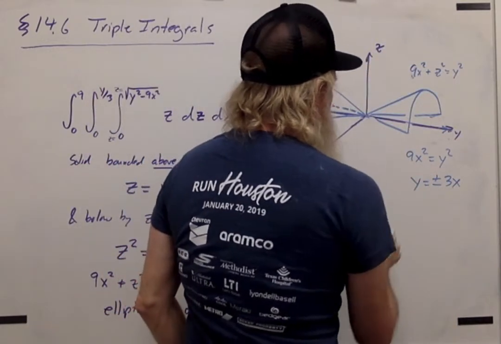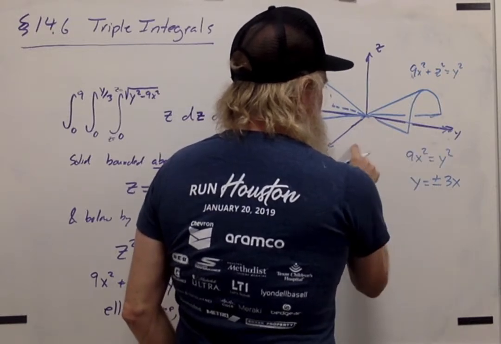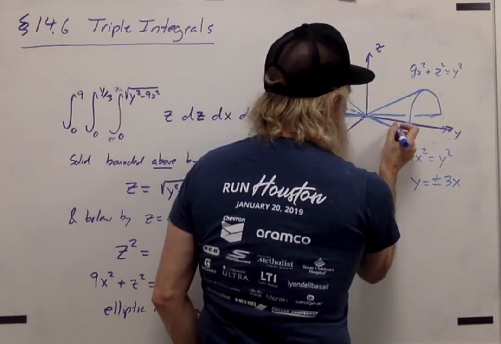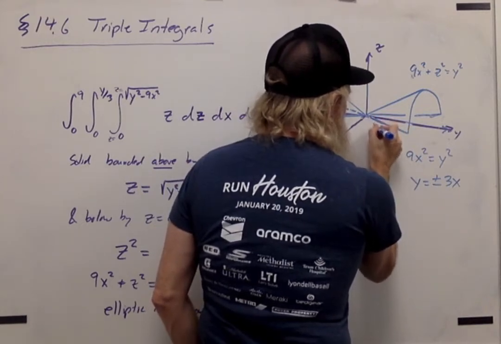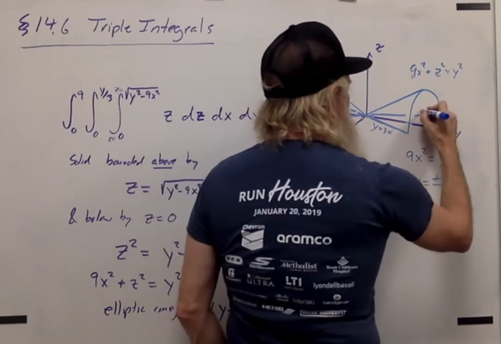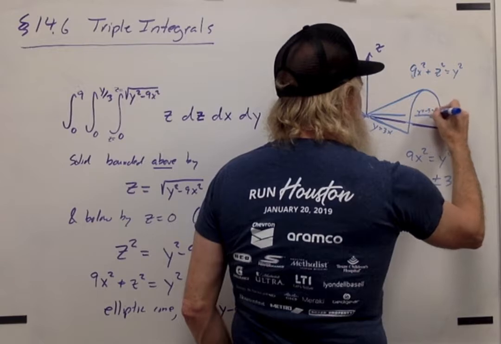So y equals 3x is going to go into the first quadrant and the third. So the first quadrant is where x and y are both positive. So this curve in front is y equals 3x. And this curve in the back is y equals negative 3x.